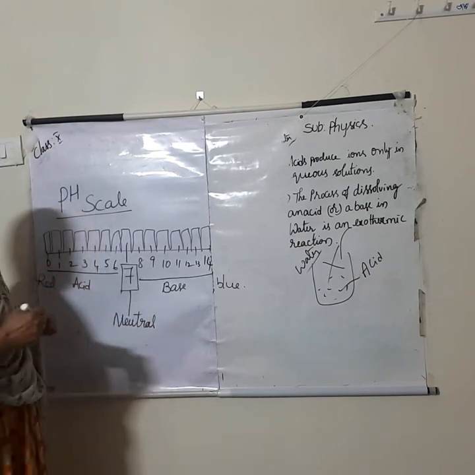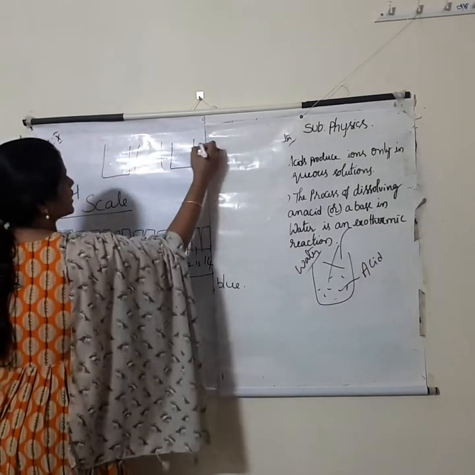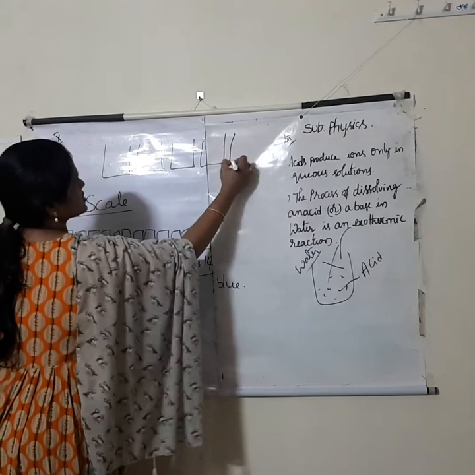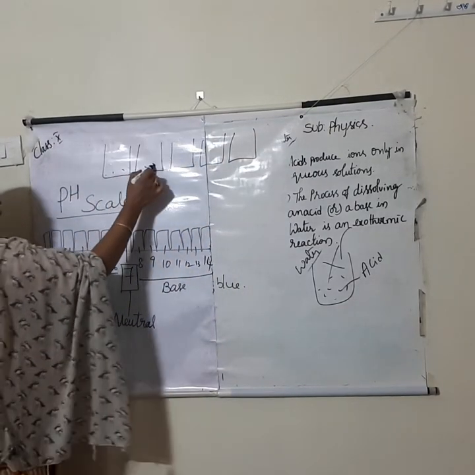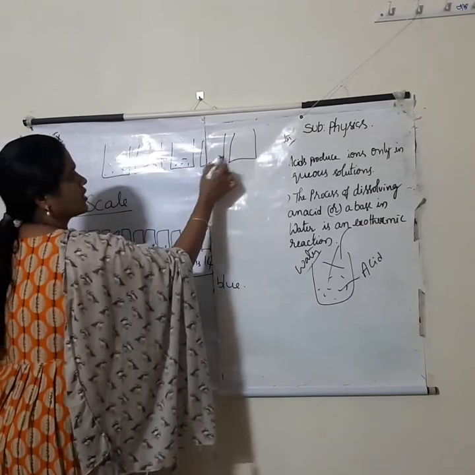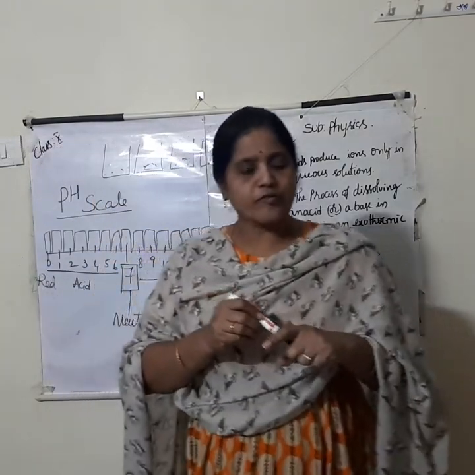For example, you have been given different solutions. Suppose 4 or 5 solutions are given. We don't know what the solutions are, whether they are acidic, basic or neutral. We don't know whether they are strong or weak. So you want to find out.